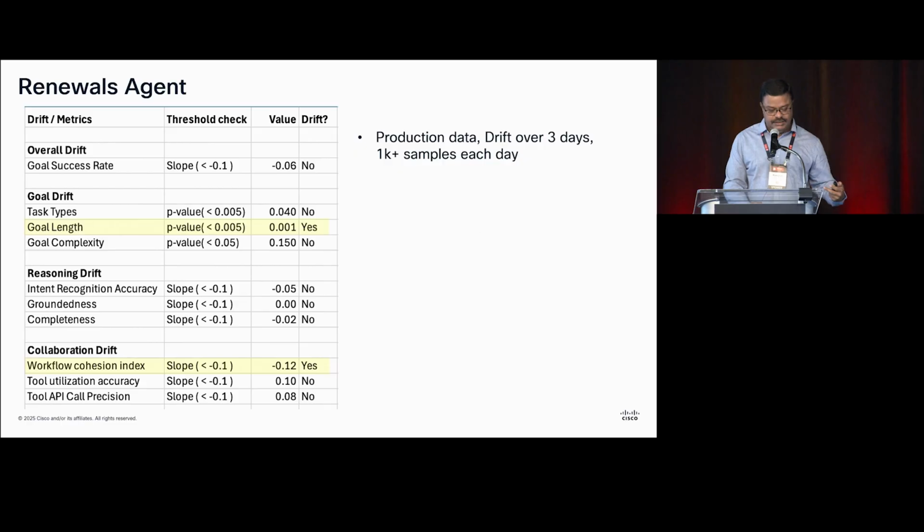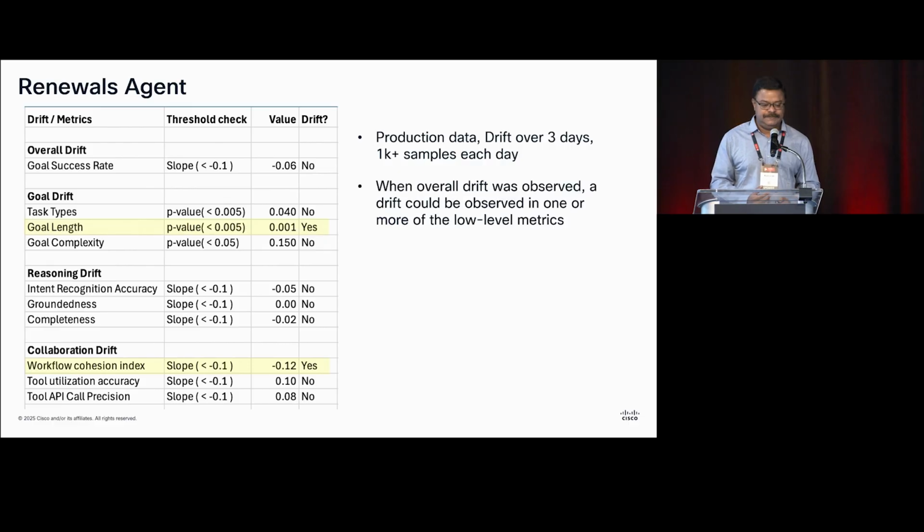But then you see in the breakdowns, the fine-grained drift measurement, we see two of them: goal length, we see there is a drift, and workforce cohesion index, we see there is a drift. When we see a drift, it means we have to take action, go explore more about what's going on, find the root cause, and try to fix it. What we have seen across many agents is that when you see an overall drift happening, usually there is also a drift in one of the finer-grained metrics that indicates why the overall drift is happening.